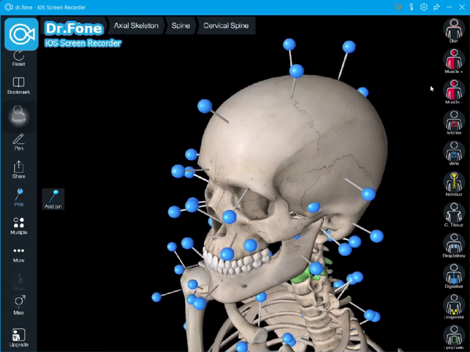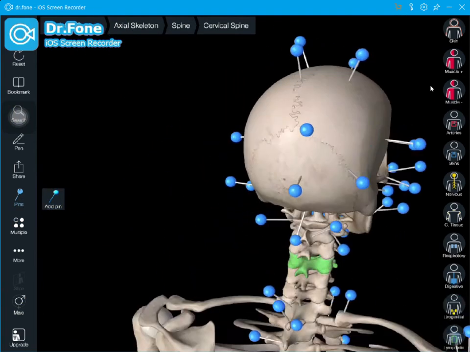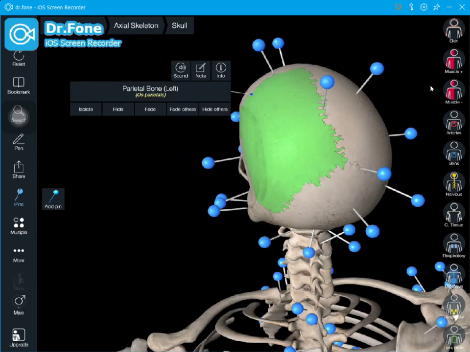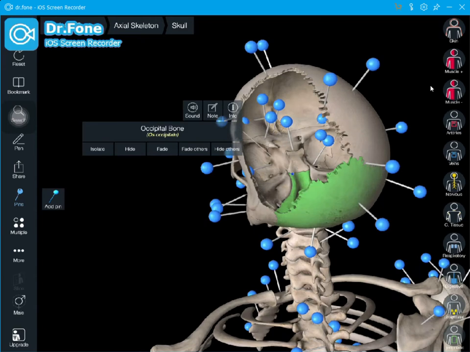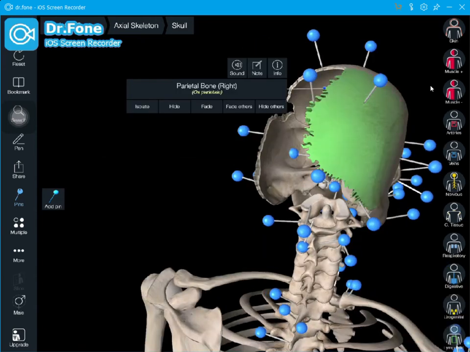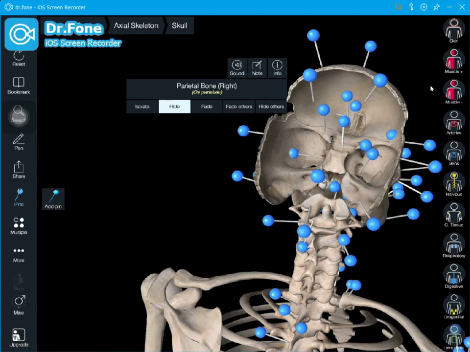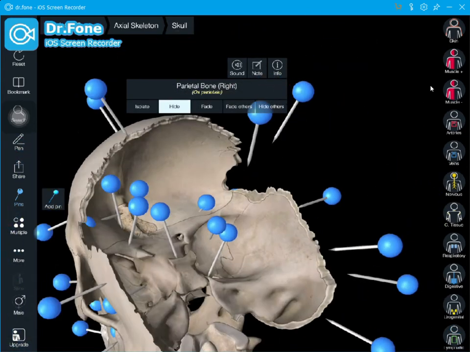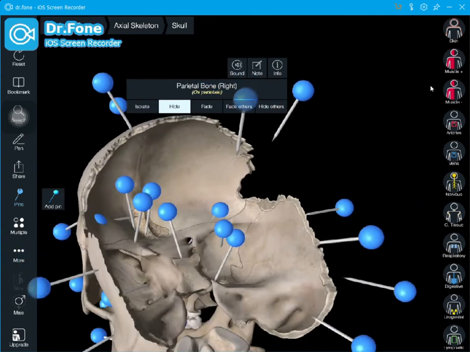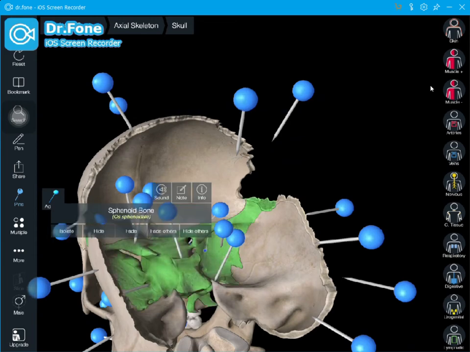Now we're going to go a bit into the interior of the skull. So let's remove some of the parts here. Let's try and get a better view of this. So this is the interior of the skull. You can easily see the sphenoid bone over there. It looks a lot like a bat.